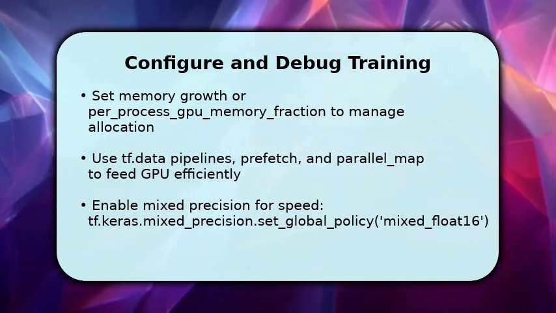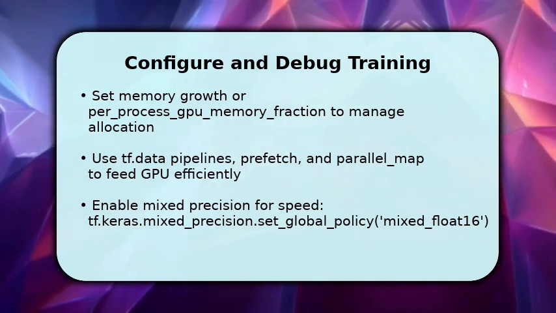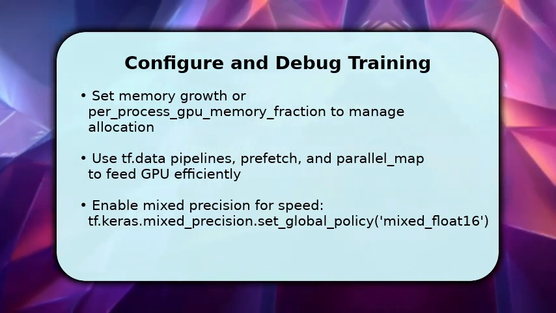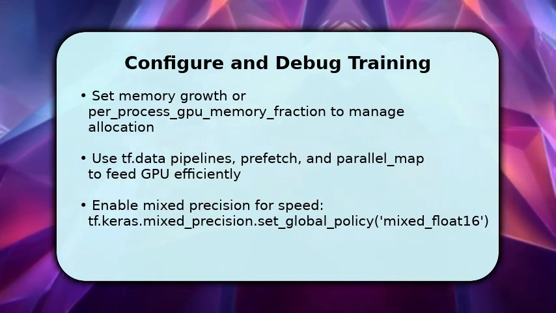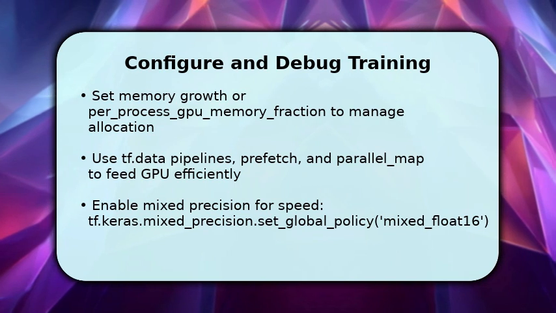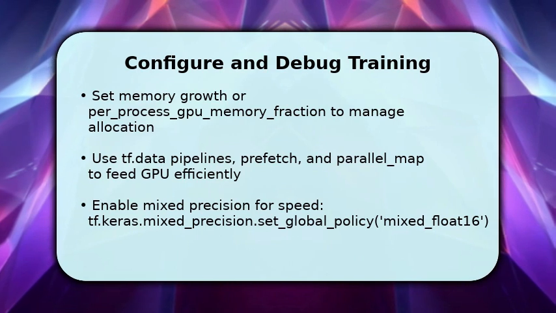Then build efficient input pipelines with tf.data, using prefetch and parallel map to remove CPU bottlenecks. Once those are in place, enable mixed precision for compatible models to increase throughput. Monitor utilization with nvidia-smi to validate improvements.